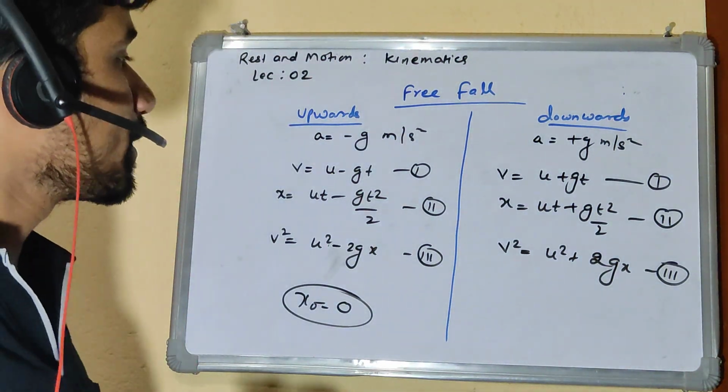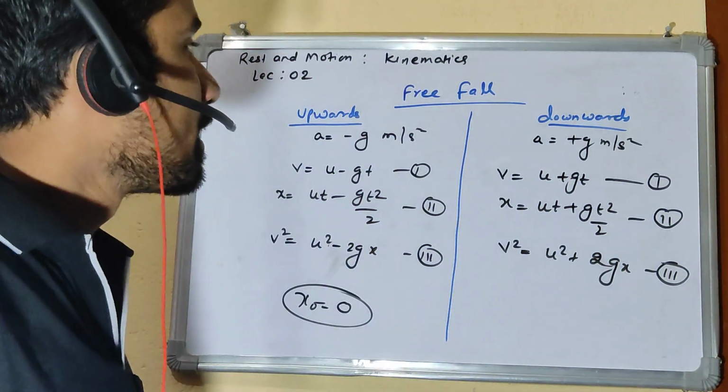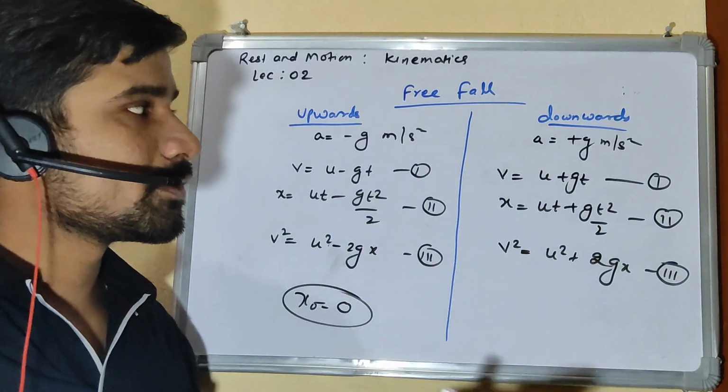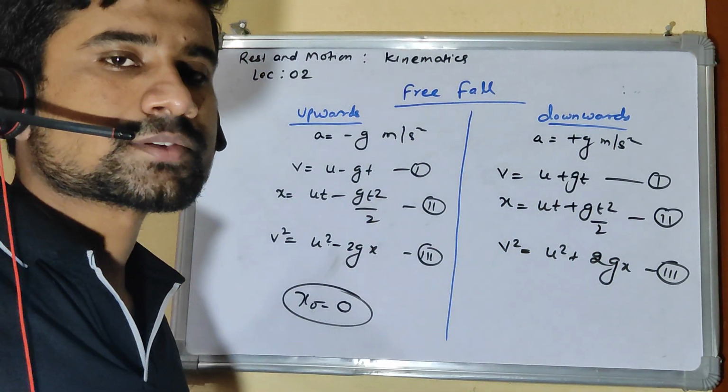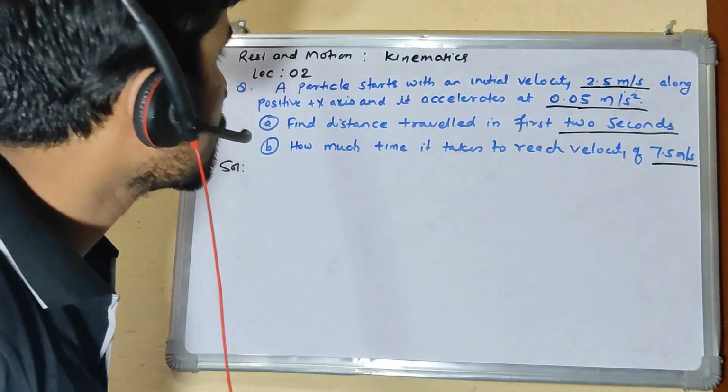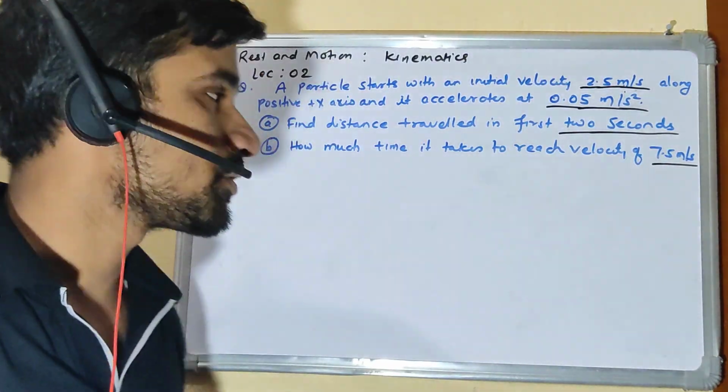So yeah, this is how we can use these particular relations depending on the question, whether it is an upward free fall or downward free fall, and we can solve different numerical problems using these equations, right? So let's solve a problem using the equations of motion.